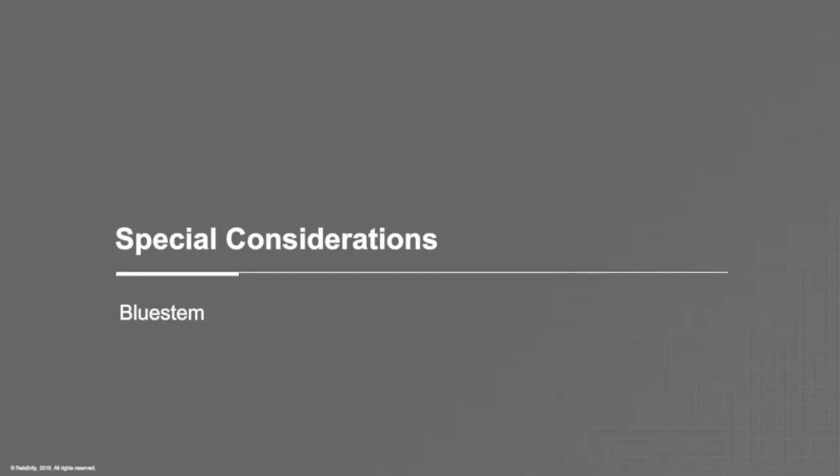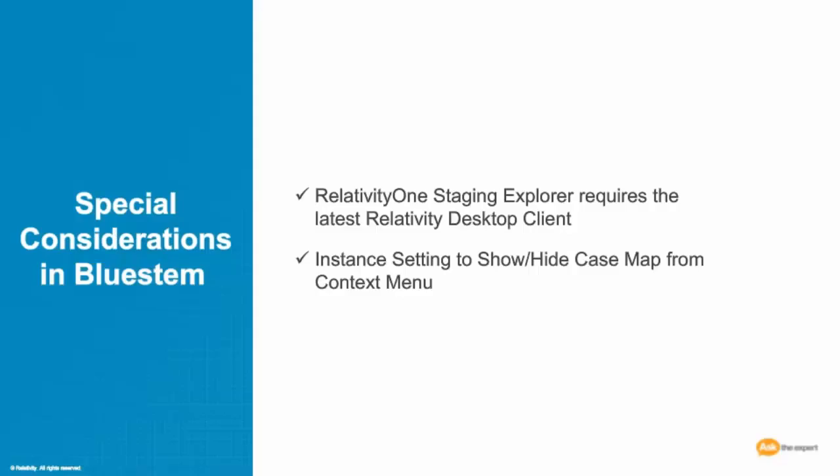I'm going to cover some special considerations to keep in mind for your Bluestem upgrade. For our RelativityOne customers, it's very important that you download the latest Relativity desktop client immediately after your environment is upgraded. I'll talk about it in a little bit, but we have some changes to the Staging Explorer coming out. And in order to take advantage of those changes, you need to make sure you have the latest desktop client.